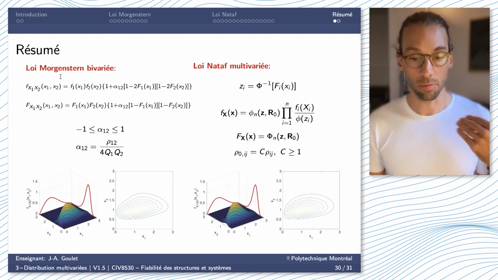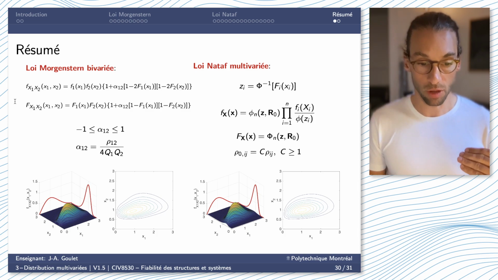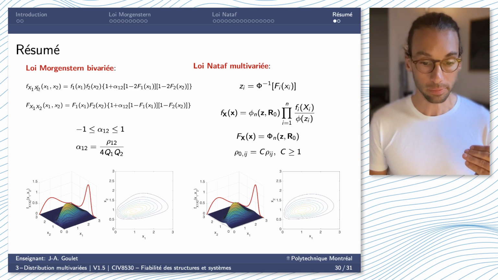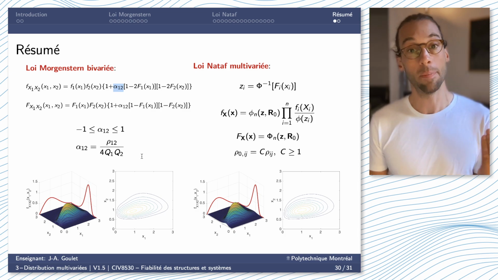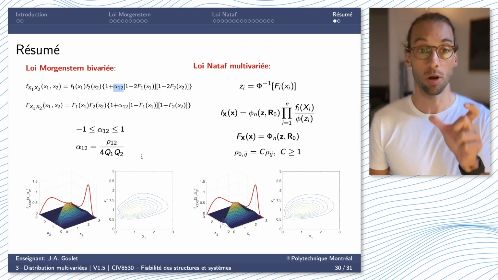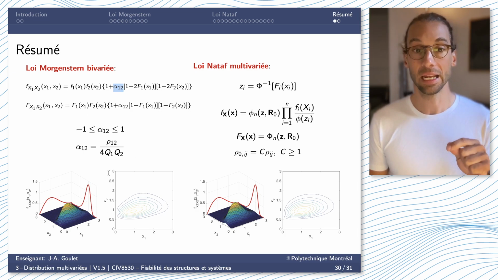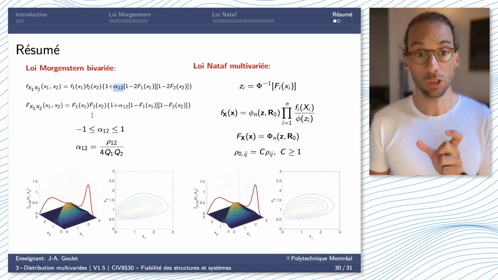So in summary, for the Morgenstern distribution, its formulation was derived from the formulation of the joint PDF that we differentiated to obtain this. And then we just have to define that alpha parameter from this formulation where Q1, Q2 depend on the choice of the marginal distribution. It's easy to work with, but the problem is that it has a limited range of correlation coefficient. We can use it to satisfy that alpha is going to remain between those bounds.